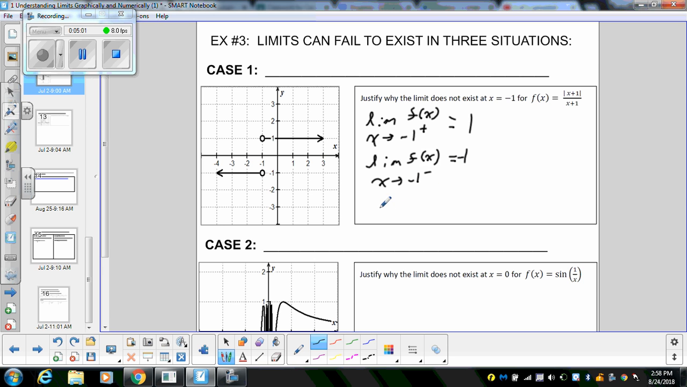So since the limit of f of x as x approaches negative 1 from the right does not equal the limit of f of x as x approaches negative 1 from the left, the limit does not exist. We can also distinguish this case, which is called limits differ on left and right. So that's pretty straightforward.